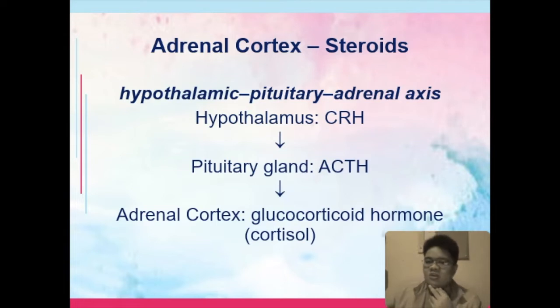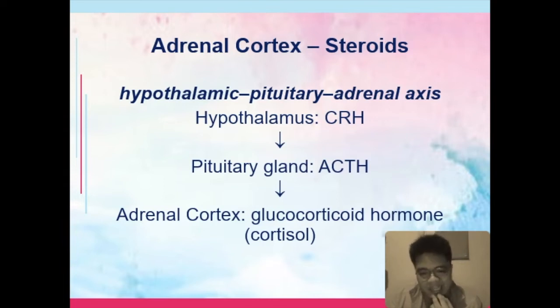So class, your adrenal cortex is controlled by your hypothalamic pituitary adrenal axis. In other words, it works with a negative feedback mechanism just like the previous hormones that we have discussed, just like the way your TRH, TSH, T3, and T4 would work in your thyroid gland. Now, in this case, it will be your hypothalamus that would release your CRH. Your CRH is your corticotropin releasing hormone. Then, once your CRH is released, it would trigger the pituitary gland to release your ACTH.